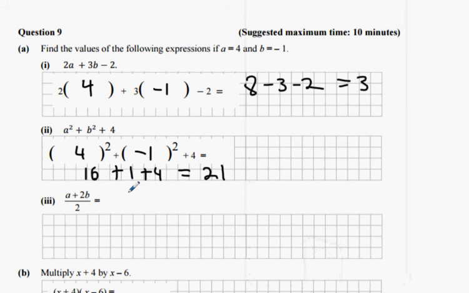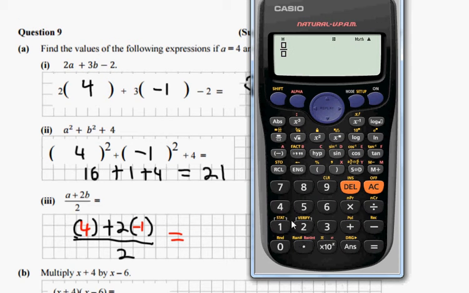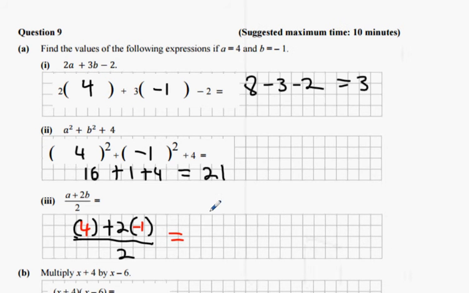A plus 2b, whatever a is, plus 2 times whatever b is, all over 2. So what's a and b again? A is 4 and b is minus 1. Then all we gotta do, press the fraction button first. Bracket 4 plus 2 bracket minus 1, all divided by 2. Answer is 1. Everybody right with that? Okay.